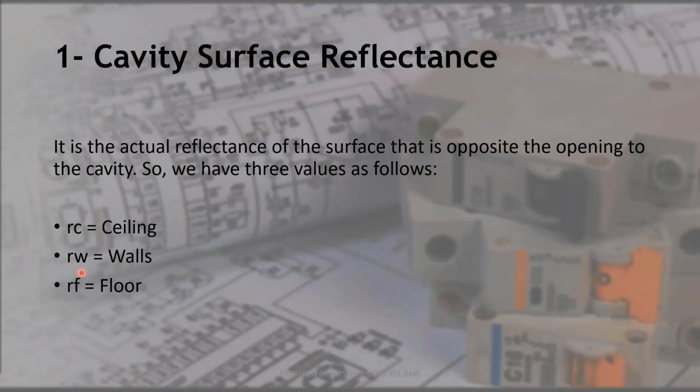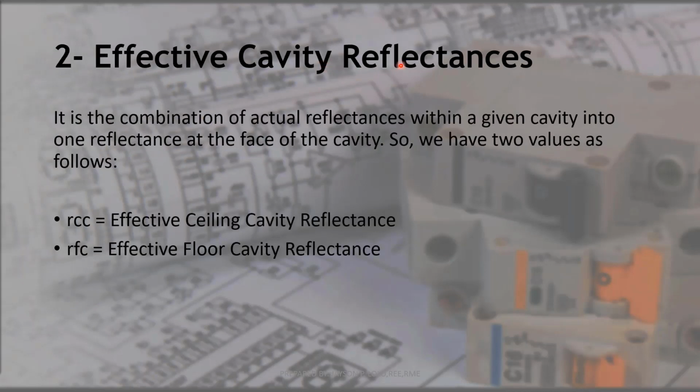RC, RW, and RF. This is the cavity surface reflectance. The next one is the effective cavity reflectances. So do we have the effective ceiling cavity and effective floor cavity? The wall is gone because the walls are not considered, since only the ceiling or the floor are considered, and they are a very effective way to consider in solving the Lumen method.